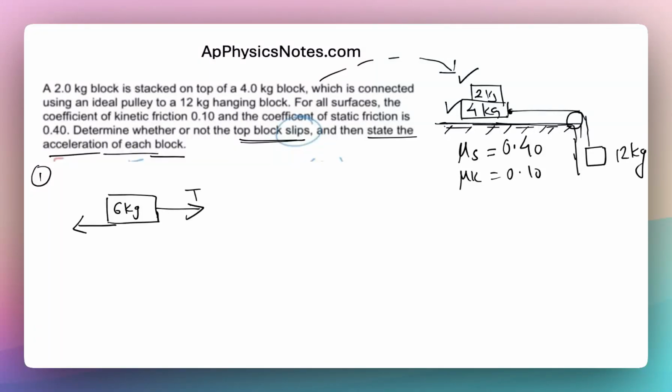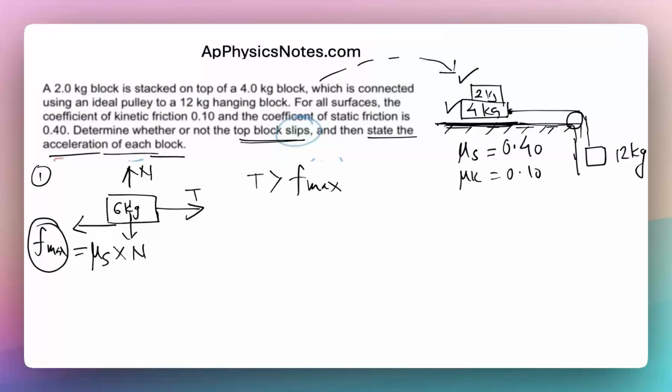There will be a maximum amount of friction, F max, because of the friction between this surface and this block, and if T is greater than F max, this whole system will go towards the right, otherwise it will not move. We can very easily calculate what F max is going to be, and we are going to do that first. F max is the coefficient of static friction multiplied by the normal reaction. How much is the normal reaction? Downward, it is 6 kg times g. I'll take g as 10, so that's going to be 60 Newton.